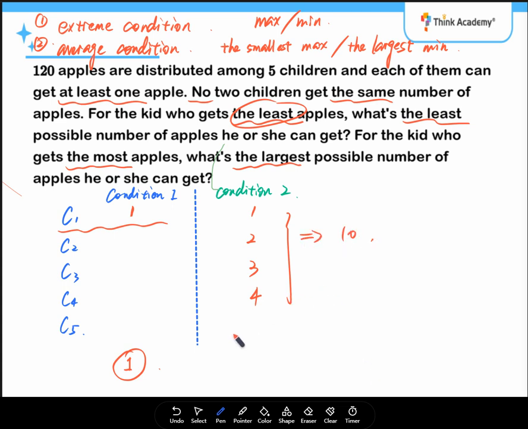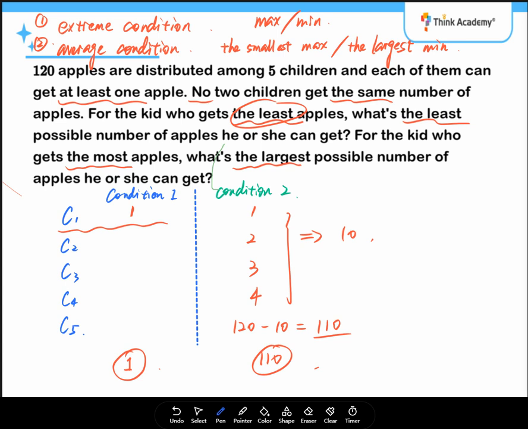So for the final child who gets the most, it should be the total number 120, take away 10, which is 110 apples. That's the answer. If the whole process makes sense to you, give me a thumbs up. Yes. Okay, pretty good, pretty good.